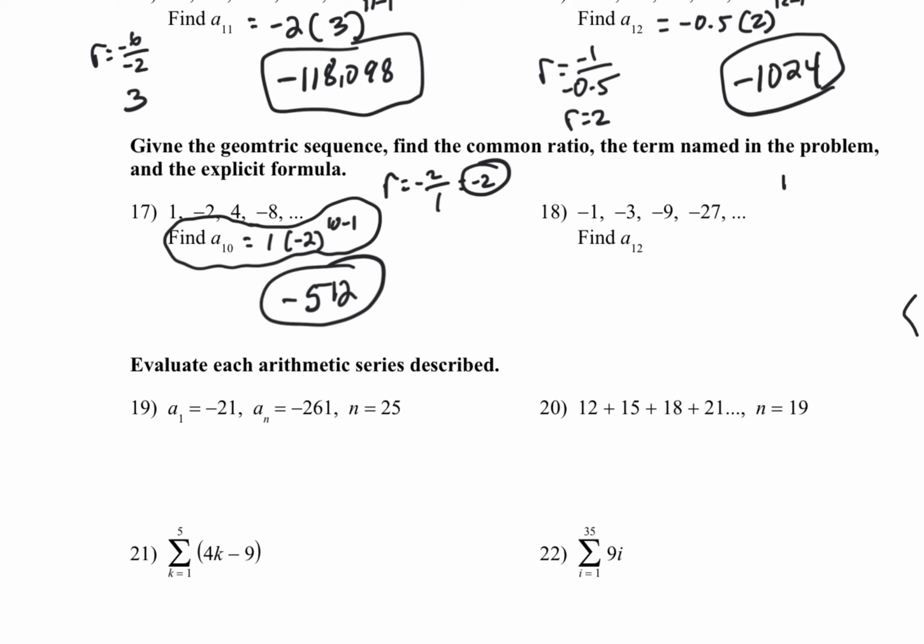Next one, find your ratio. Negative 3 over negative 1, so it's 3. So the 12th term is going to be negative 1 times 3 to the 12 minus 1. Technically your explicit formula is going to be that, but instead of putting 12 minus 1, it's just going to be n minus 1. So this would be negative 1 times 3 raised to the 11th. Negative 177,147.